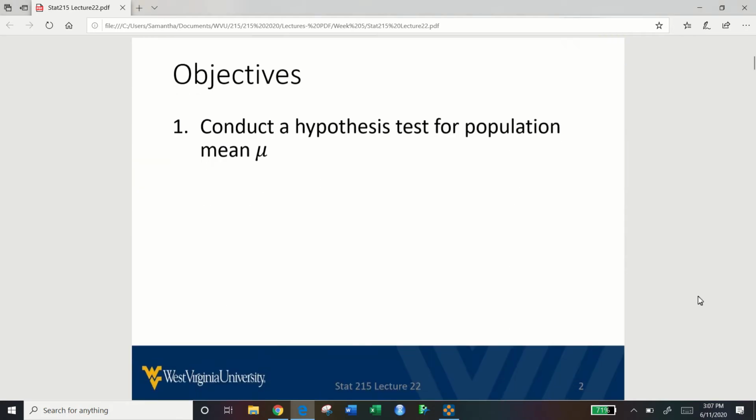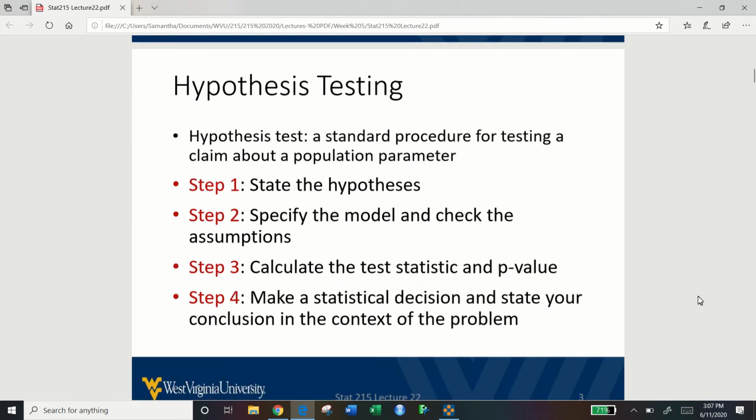In this video, we are going to focus on learning how to conduct a hypothesis test for the population mean mu. First, let's talk about what is a hypothesis test. A hypothesis test is a standard procedure for testing a claim about a population parameter. In the next several lectures, we're going to learn about different types of hypothesis tests. We'll learn about one specific type today, but all hypothesis testing is going to follow these 4 steps.